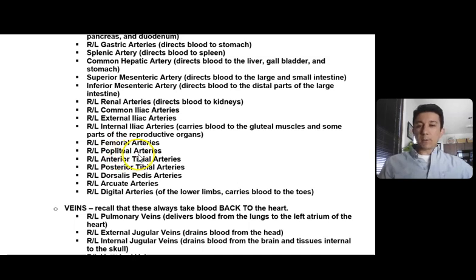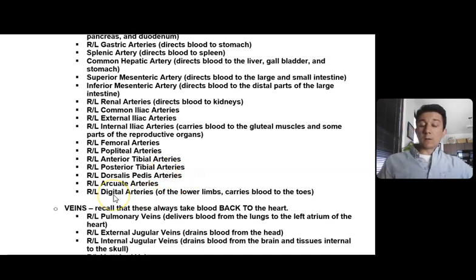That becomes the popliteal artery as it passes behind the knee. Then it branches into the anterior and posterior tibial arteries. There's a small artery at the top of the dorsal part of the foot, which is called the dorsalis pedis artery. And that becomes a set of arteries called the arcuate arteries, which branch into the digital arteries of the lower limbs that help to carry blood to the toes.